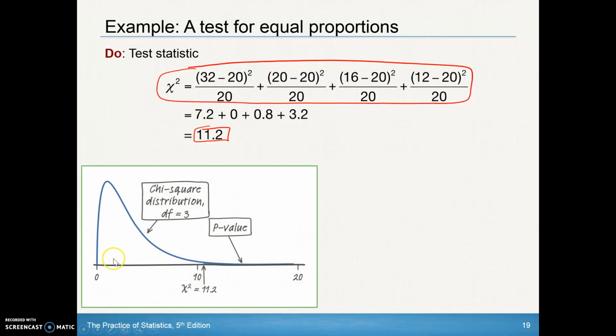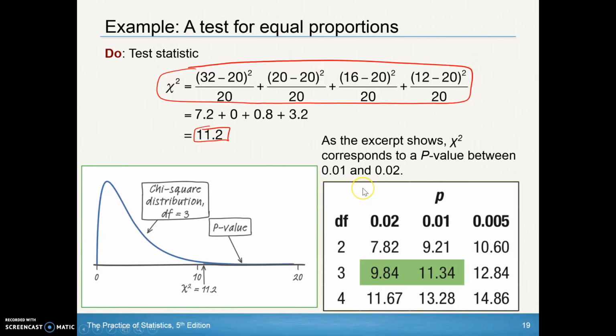So we see in our chi-squared distribution that 11.2 is right there. Our p-value is all that value to the right. Using table C, we can see that, again, we've got degrees of freedom. There would be 3 because we had 4 different quarters of the year. 4 minus 1 is 3. And then our test statistic of 11.2 is somewhere right in here. So we know our p-value has to be between 1 and 2%.